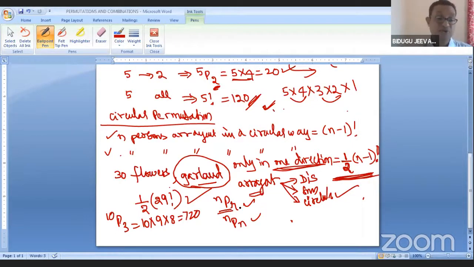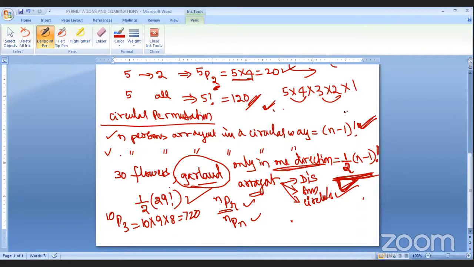Similarly, we discussed types of permutation. One is dissimilar permutation, where we find two models, taking few things and taking all. In similar permutation, the taking-few model is not there; taking all the things is there. In circular, without direction, n minus 1 factorial; with direction, we need to write half into n minus 1 factorial. Is it clear, all of you? So shall I go to the next one?